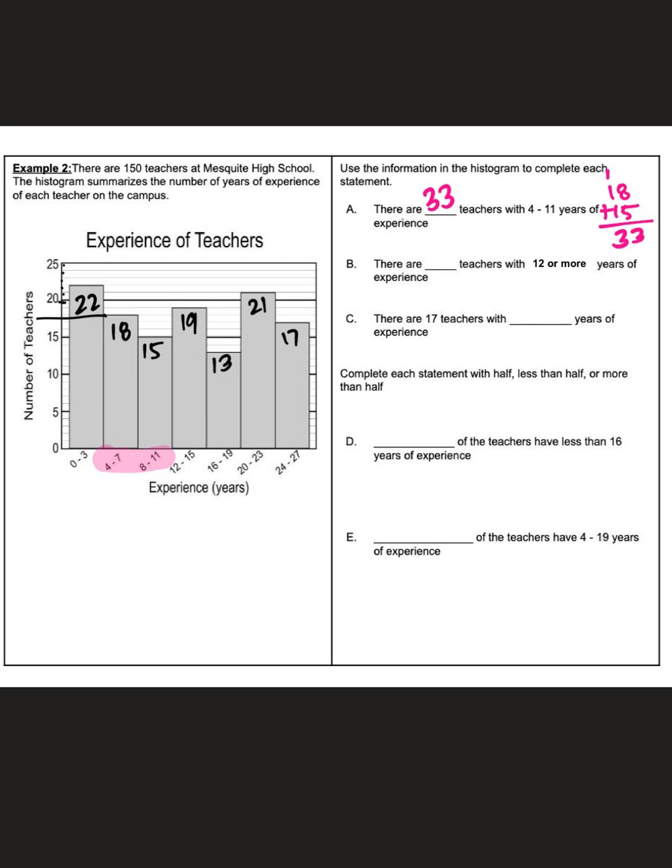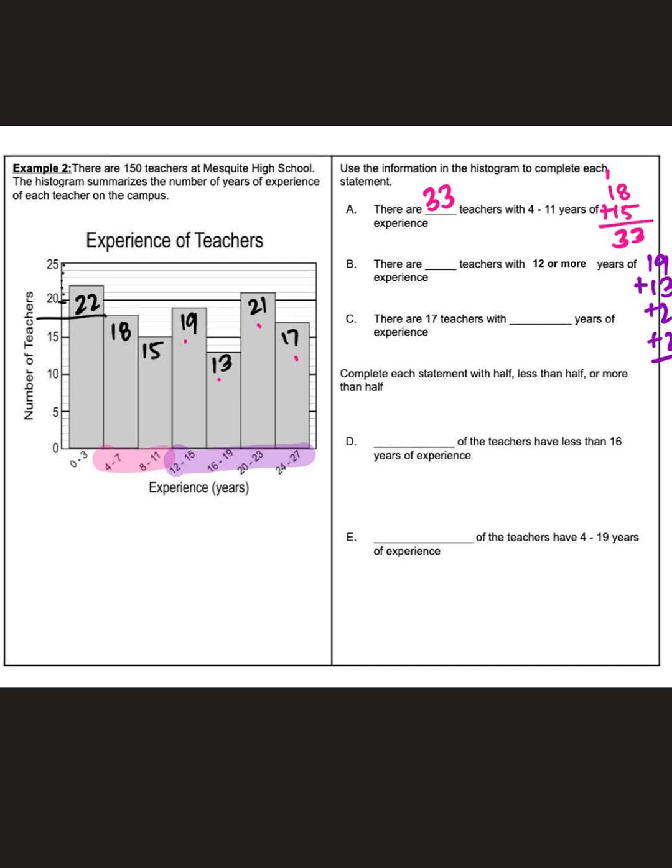The next one says there are blank teachers with 12 or more years of experience. So let's locate the 12. Here's 12. If it's saying 12 or more, it's saying 12 and all the years greater than that. That's a lot of work, right? Because we have to put all those numbers together. We have to put the 19, the 13, the 21, and the 17 together. All right, so I'm going to write that out. We need to do 19 plus 13 plus 21 plus 27.